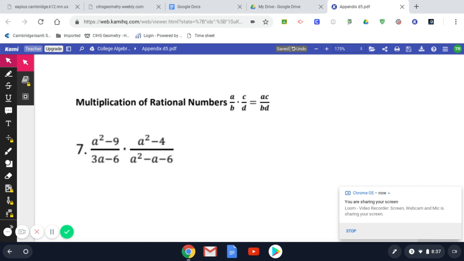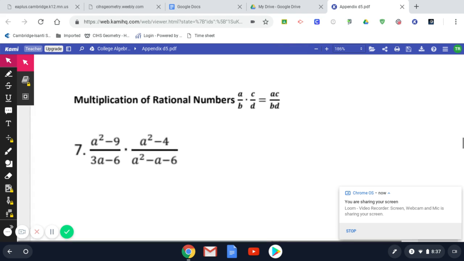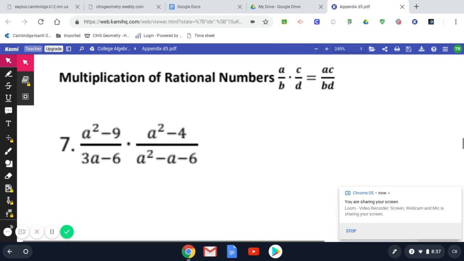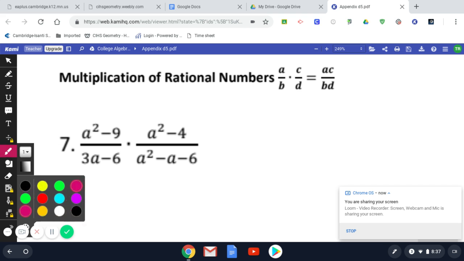So as we look for canceling things out, we can only simplify things that are being multiplied together. So we need factors. And right now, if we look at this problem, we don't have factors. We have a binomial times a binomial and a binomial times a trinomial. But we can factor these, and so that's what we're going to do.